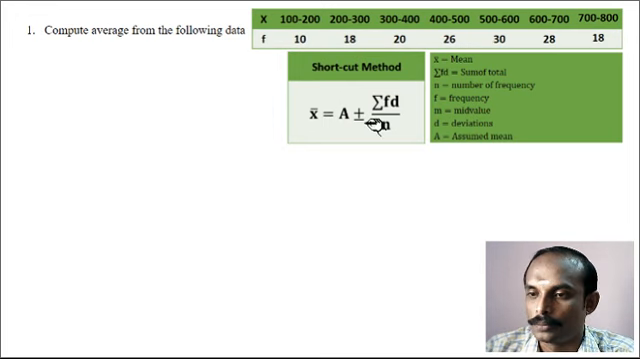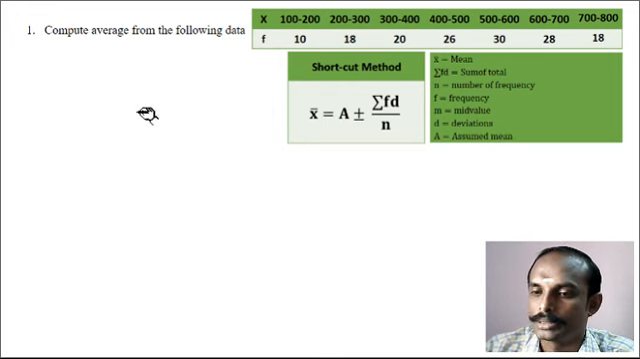So the formula for the shortcut method: x bar is equal to a plus or minus sum of fd divided by n. X bar is the mean. Sum of fd is the sum of the total. N is the total number of frequency or observations. F is for frequency, m for mid value, d for deviation, a for assumed mean.